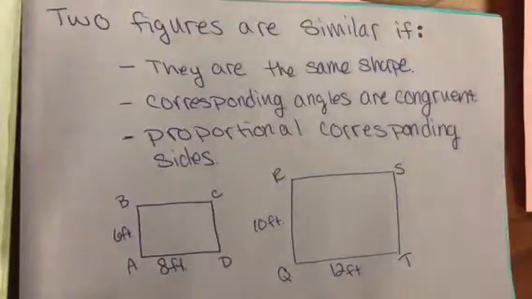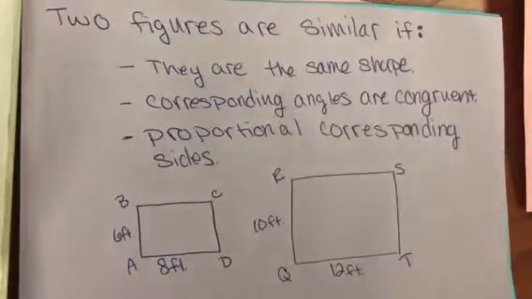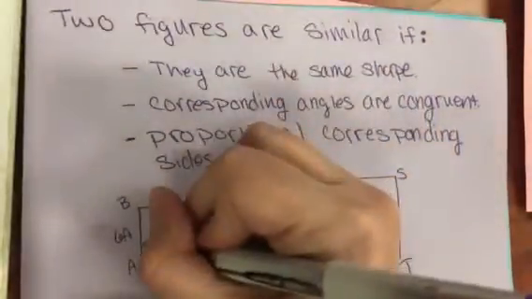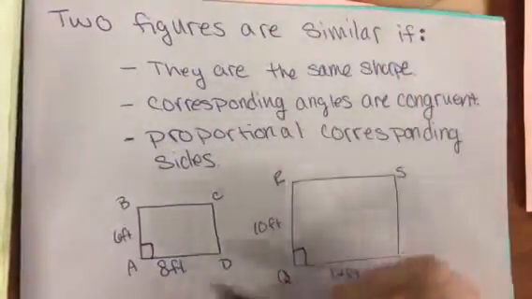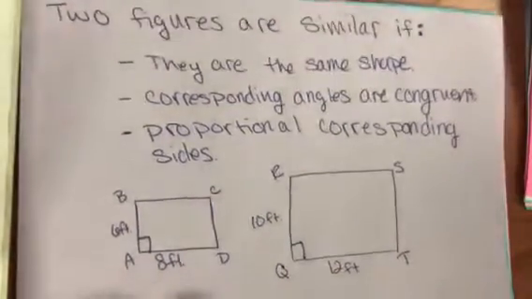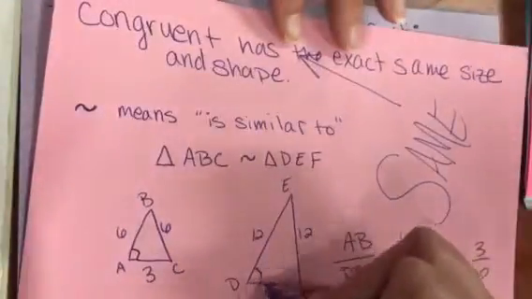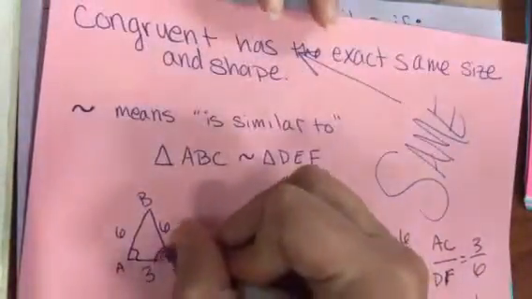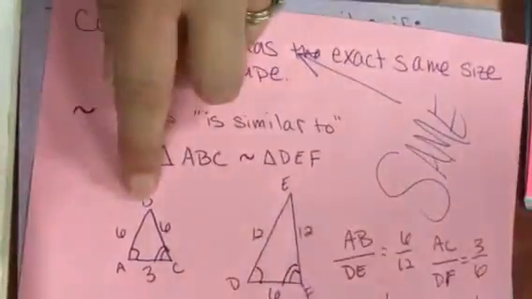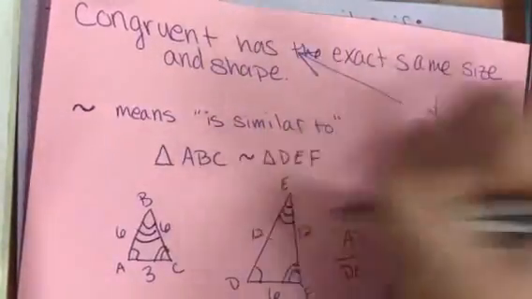The corresponding angles are congruent. We just talked about congruent. It means the same. So if you look at these rectangles, the angles are all 90 degrees, so all the angles are congruent. Same thing with this one that we just finished doing. Angle A is congruent to angle D. Angle C is congruent to angle F. And then angle B is congruent to angle E.